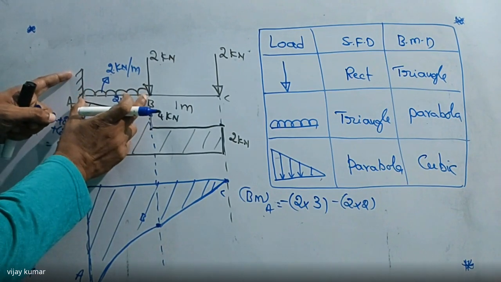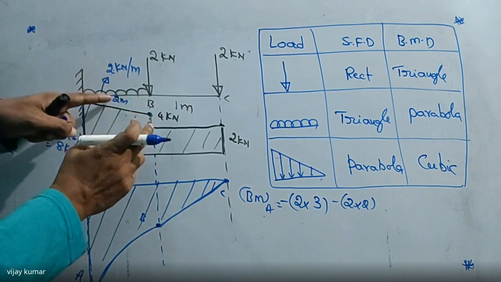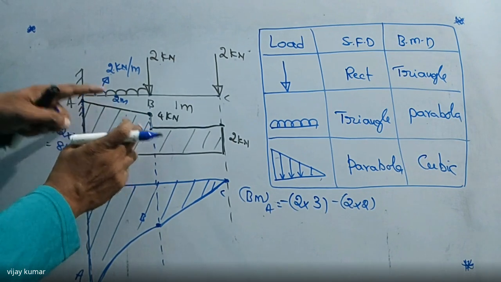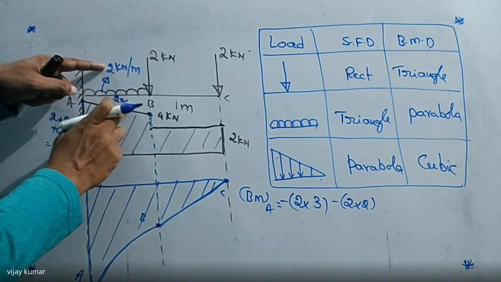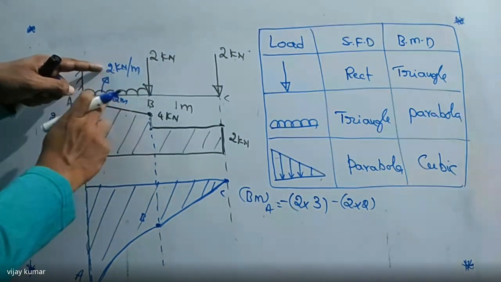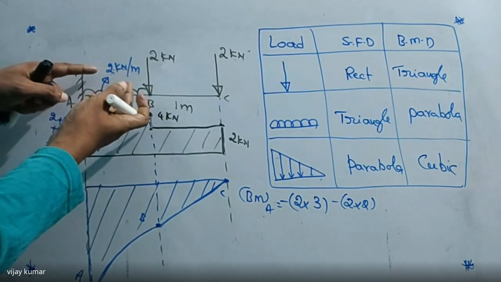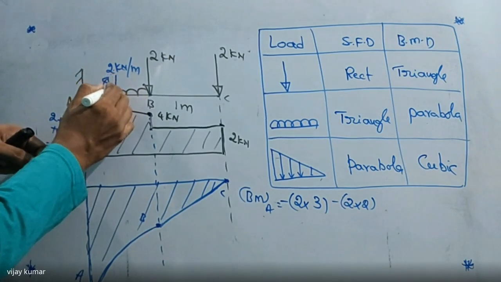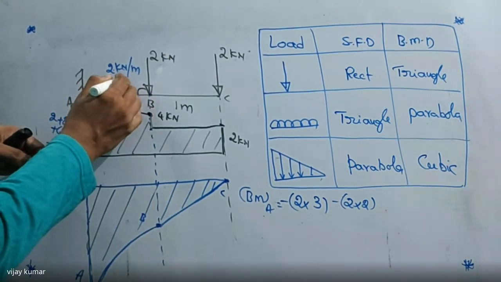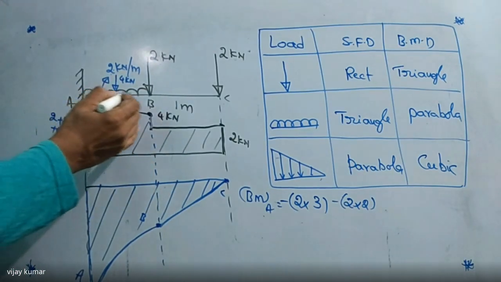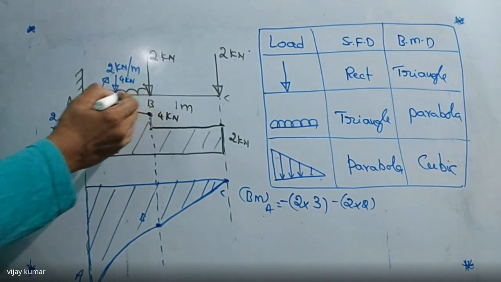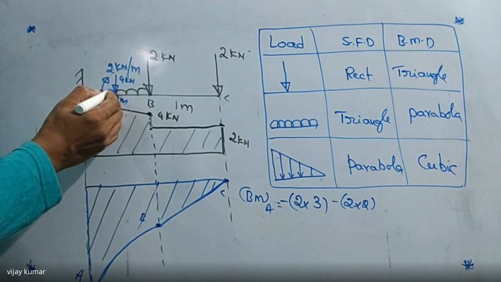Uniformly distributed load. What is the total load here? 2 into 2, 4. Convert into a point load. This is 2 kilonewtons per meter, but here the length is 2 meters. Per meter is 2 kilonewtons, but 2 meters is 4 kilonewtons. So this 4 is exactly acting at the center. This 4 kilonewtons is the total load on this portion only.